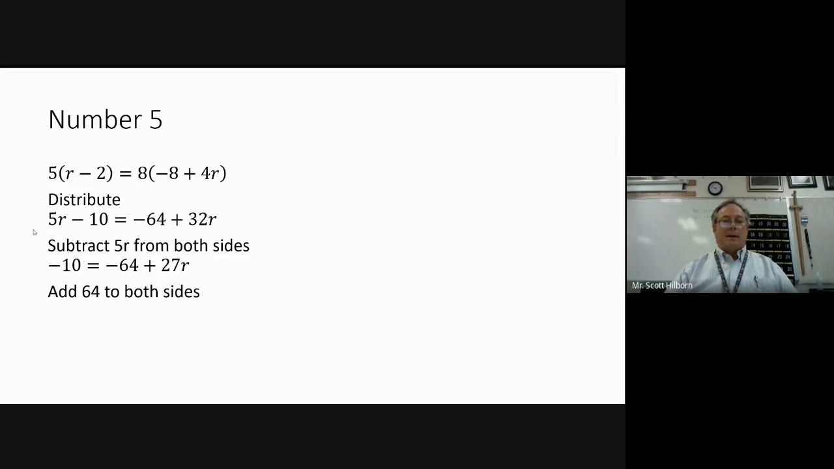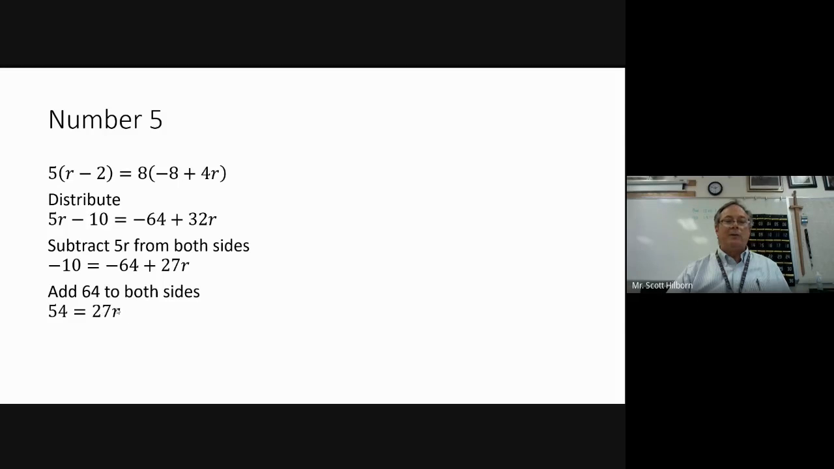Okay, now we're down at this point here, and we're going to add 64 because on the right-hand side, I want that r by itself. I'll deal with the 27 last. This number is farther away, so I move it over by adding 64 to both sides. So negative 10 plus 64 should give me a positive 54. And over here on the right, negative 64 plus 64 zeroed out. So we got 54 equals 27r.